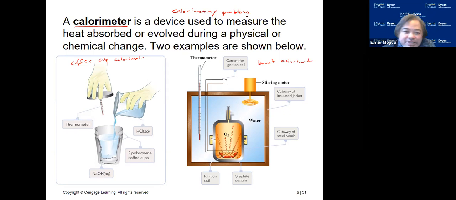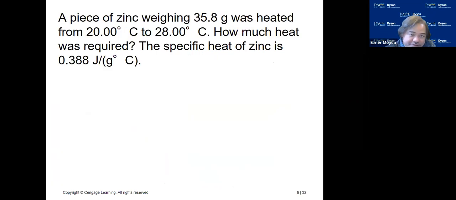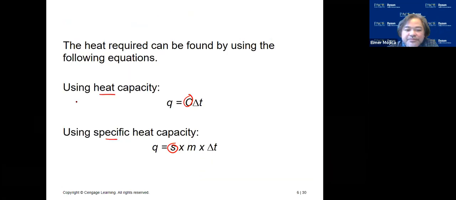So to give us some calculation problems, I have an example here. You have a zinc weighing 35.8 grams, heated from 20 degrees Celsius to 28 degrees Celsius. Now you are asked how much heat was required. The specific heat of zinc is 0.388 joules per gram degree Celsius. So what are we going to do here? Which one are we going to use among these two? The first one or the second one?